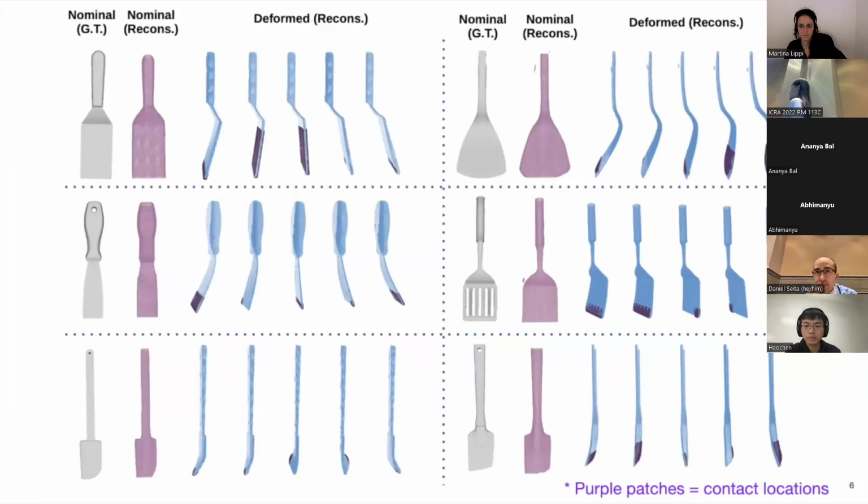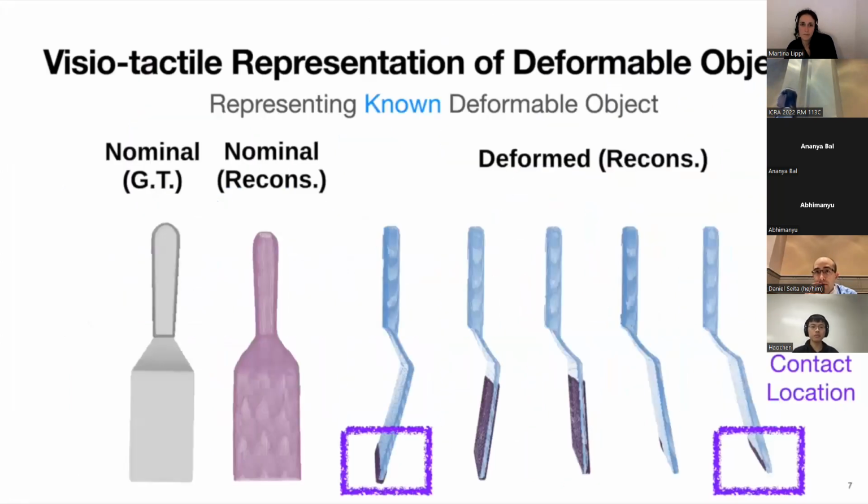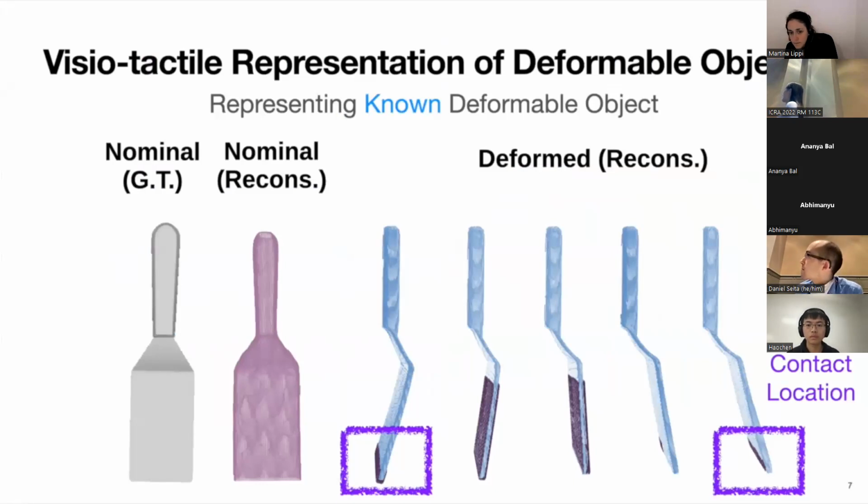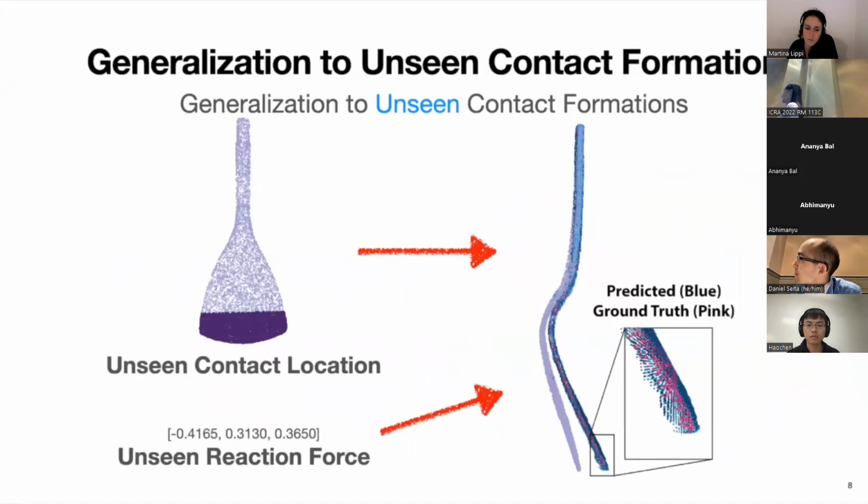I want to highlight that VIRDO can represent multiple objects and their deformations. Also, given the same contact location, VIRDO can produce a unique deformation field from the tactile signatures. And VIRDO can be generalized to unseen contact formations that are within the distribution of the training data set. This is an important functionality in robotics, given a wide variety of interactions.